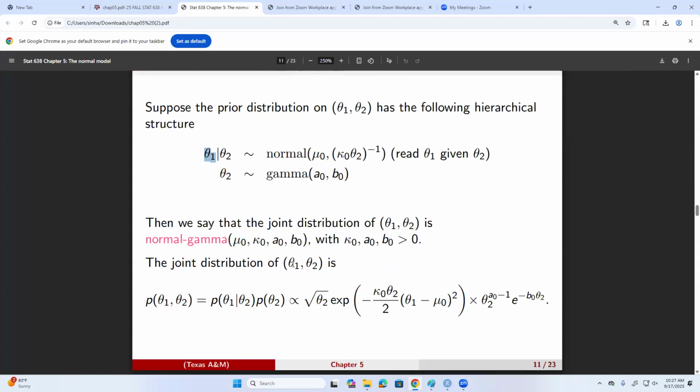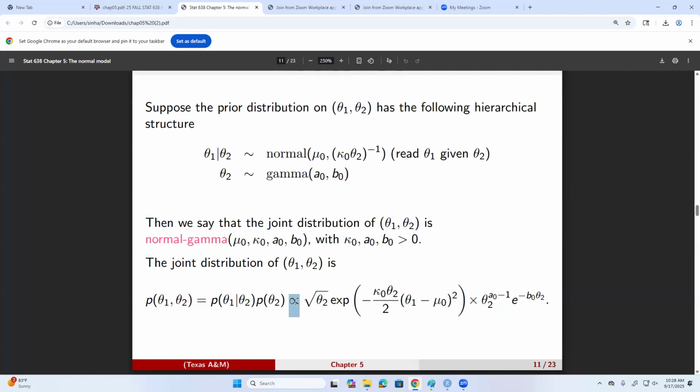So what is the joint prior of theta 1, theta 2? Joint prior is the conditional prior of theta 1 given theta 2 times the marginal prior of theta 2. It is the normal density function times the density of theta 2. You see, when I write this prior distribution, I ignored the proportionality constant. Therefore, this symbol is used.